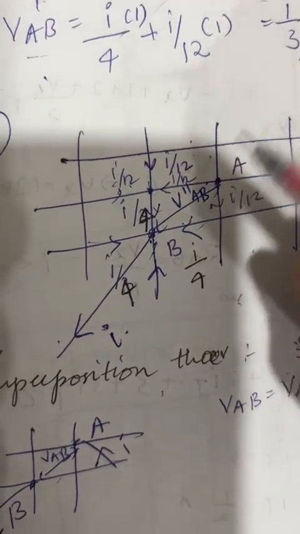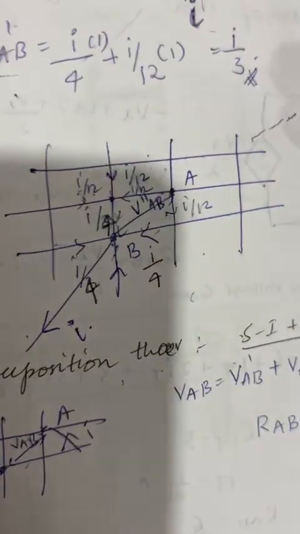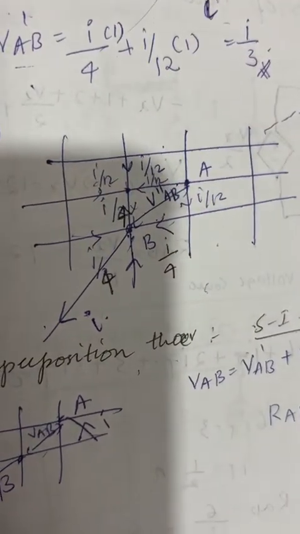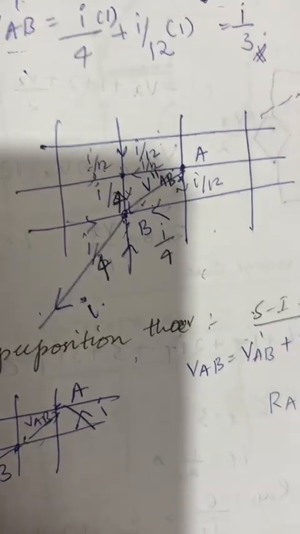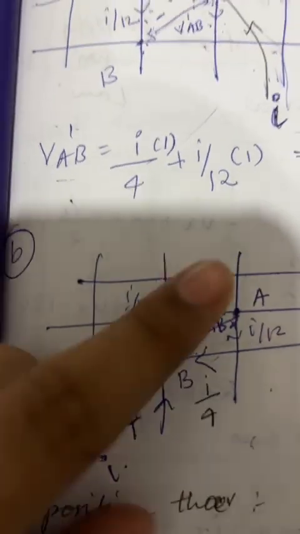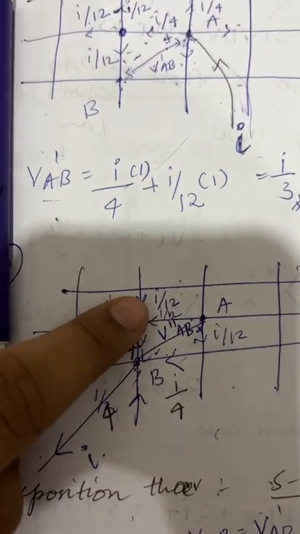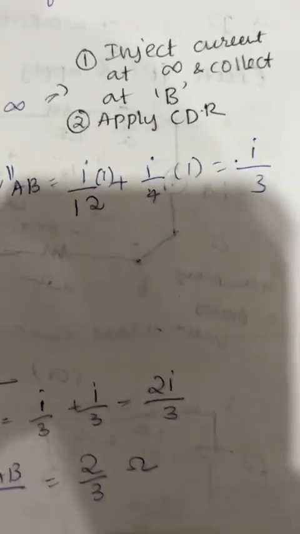In a similar manner, here we can say that as the current flows from positive terminal to negative terminal, the voltage at A would be plus and this is minus. So now let it be VAB double dash. And VAB double dash is I by 12 into 1 ohm resistor plus I by 4 into 1 ohm resistor, which will again be I by 3.